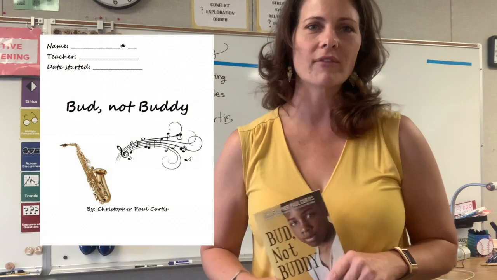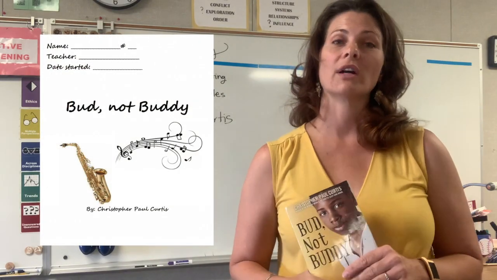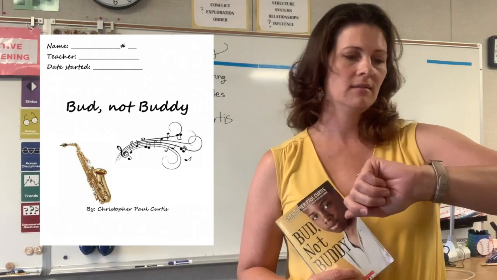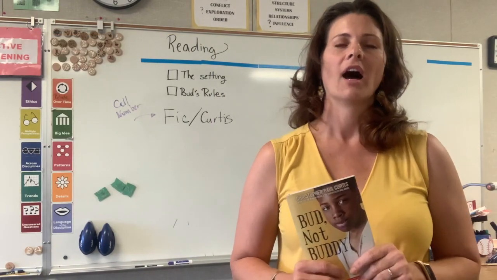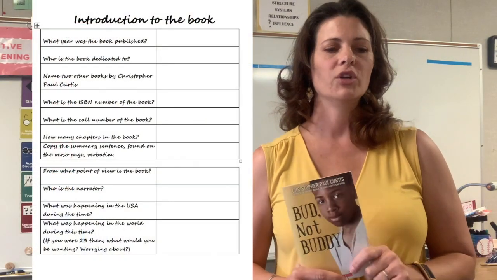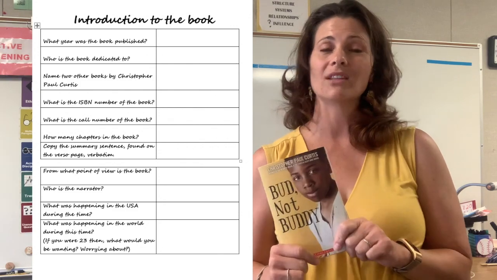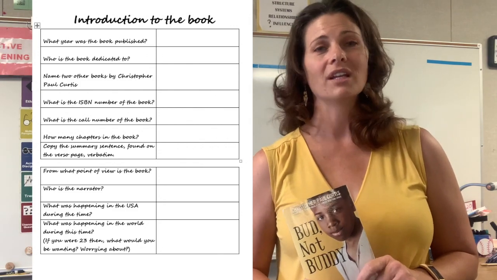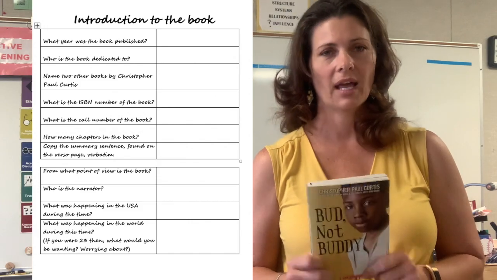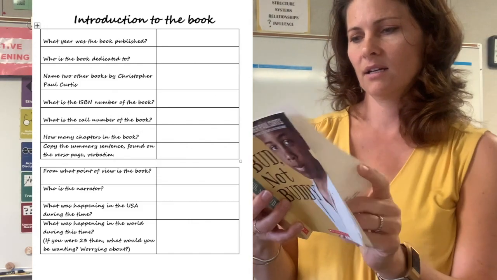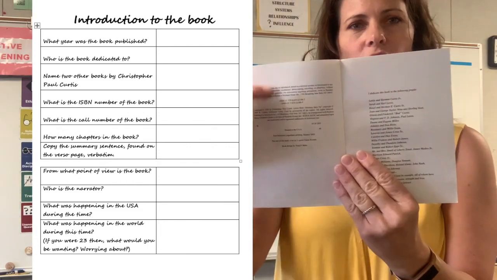On the front cover of the journal, you are going to write your name, your teacher's name, and the date you started it, which is today's date. Okay. All right. Now turn the page, and it says Introduction to the book. There's a series of questions, and you're going to write those answers in that blank spot next to it. So the first one says, what year was the book published? Okay. So you're going to find that inside on the Verso page.